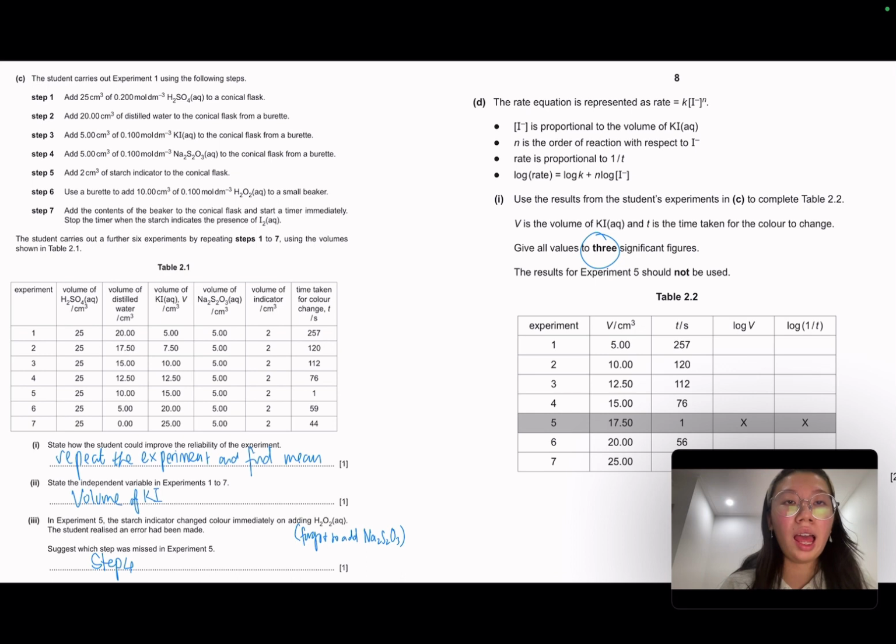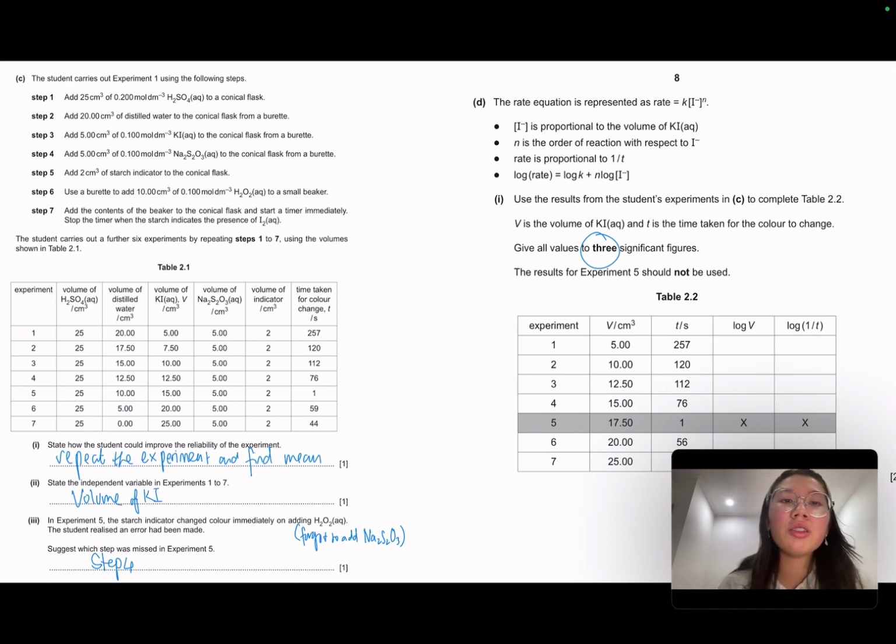Use the burette to add 10 cm³ of 0.1 mol/dm³ H2O2 to a small beaker. Add the contents of the beaker into the conical flask and start a timer immediately. So from the steps, I'm sensing they might ask why is the value different? And it's usually either you started the timer too late or too early, depending on your value. Alright, so we have a table with 7 sets of data.